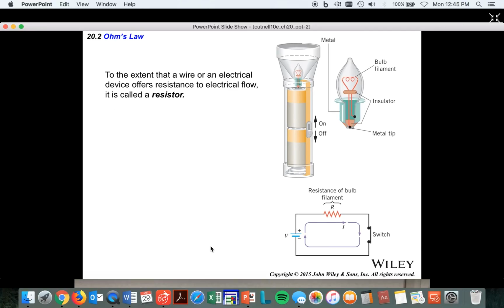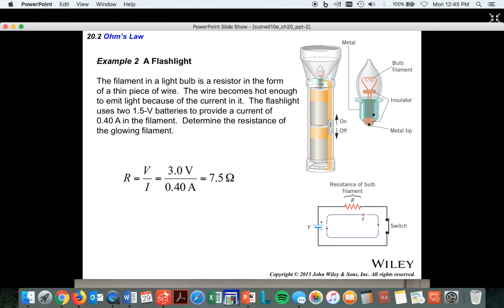So to the extent that a wire or an electrical device offers resistance to electric flow, it is called a resistor. Okay. Well, here we go. The filament in a light bulb is a resistor in the form of a thin piece of wire. The wire becomes hot enough to emit light because of the current in it. The flashlight uses 1.5 volt batteries to provide the current. So it's got 2 batteries in there in series. We'll learn about that after the next test. And so we stack them together, so we get 3 volts, 0.4 amps in the filament going through there. 7.5 ohms of resistance. 3 divided by 0.4, 7.5 ohms.